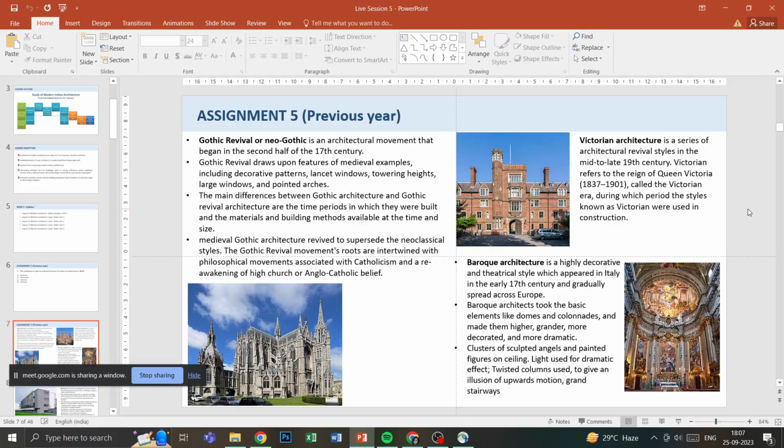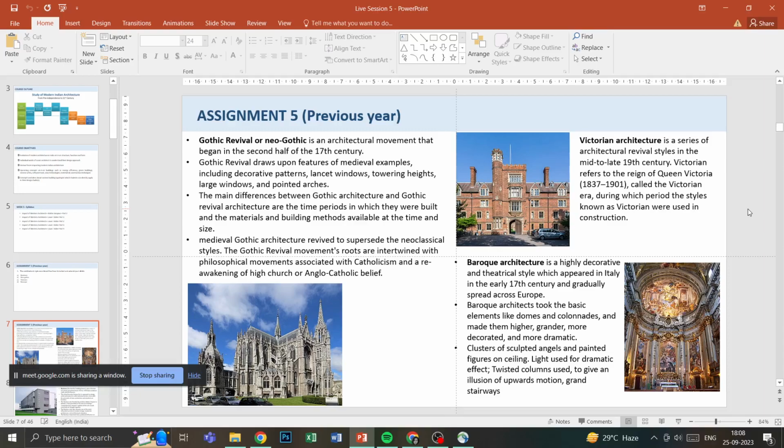Neo-Gothic is also called Gothic Revival. Gothic Revival or Neo-Gothic is an architectural movement that began in the second half of the 17th century. Gothic Revival draws upon features of medieval examples, including decorative patterns, lancet windows, towering heights, large windows, and pointed arches. The main difference between Gothic architecture and Gothic Revival architecture are the time periods in which they were built and the material and building methods available at the time and size.